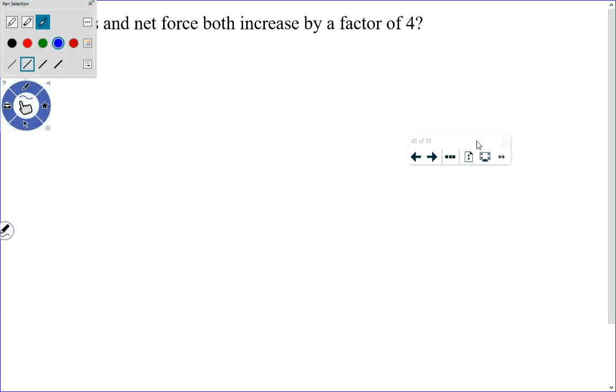Both the mass and the net force increase by a factor of 4. Well, let me try this in a slightly different way. If the mass is increased by a factor of 4, intuitively speaking, it will only experience 1/4 the acceleration. More massive objects accelerate less. On the other hand, if I increase the net force by a factor of 4, that would normally result in 4 times the acceleration. So on the one hand, the larger mass reduces the acceleration by a factor of 4, and the larger force increases the acceleration by a factor of 4. Once again, there will be no change here.